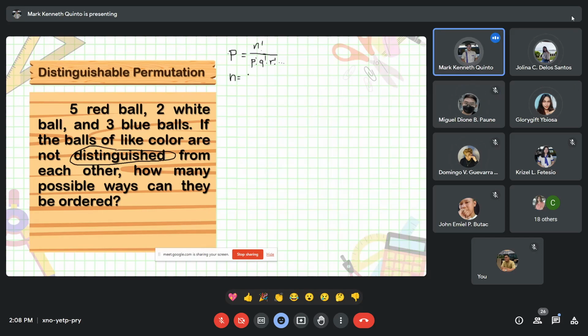10, because we have to add 5 red balls, 2 white balls, and 3 blue balls. So we have 10. And what is the value of our P? 5, because we have 5 red balls. What is the value of Q? 2, because we have 2 white balls. And what is the value of R? 3, because we have 3 blue balls. So if we substitute it to our formula, we now have 10 factorial over 5 factorial times 2 factorial times 3 factorial.